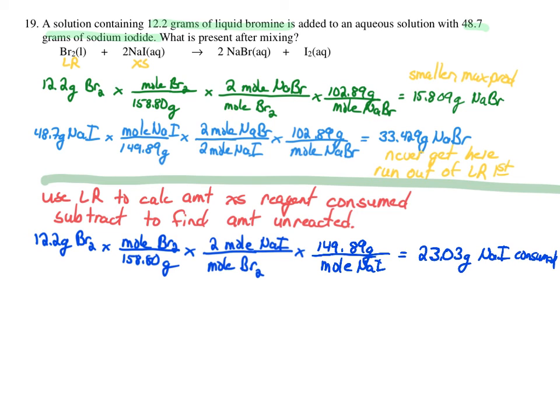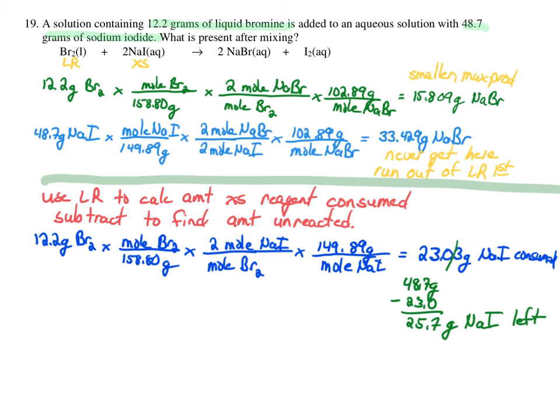So we can do our subtraction. We start with 48.7 grams. We're losing 23.0 grams. And our remainder is 25.7 grams of sodium iodide left.